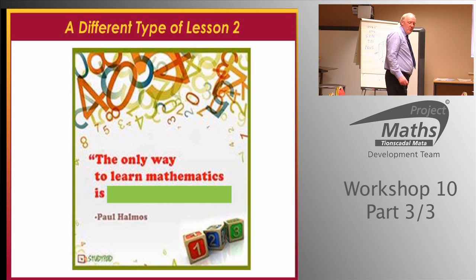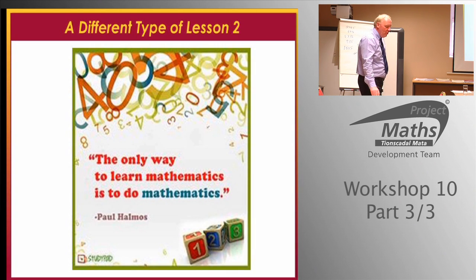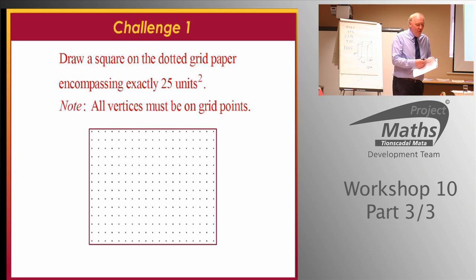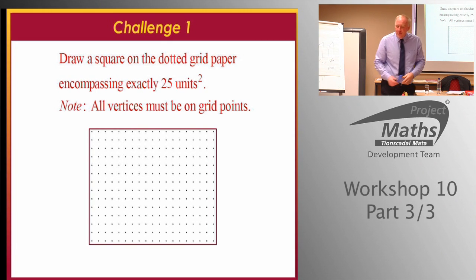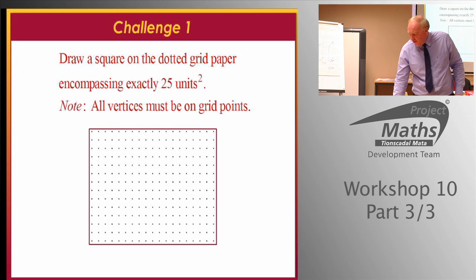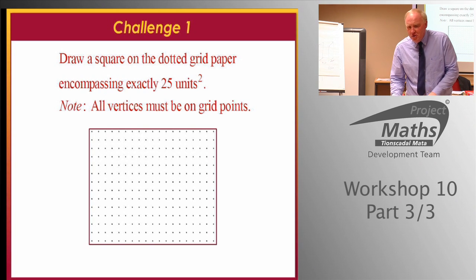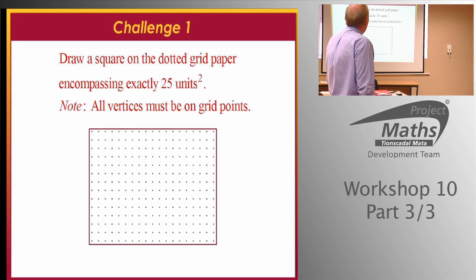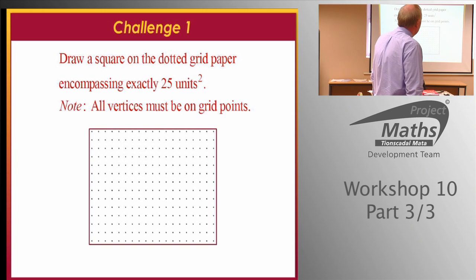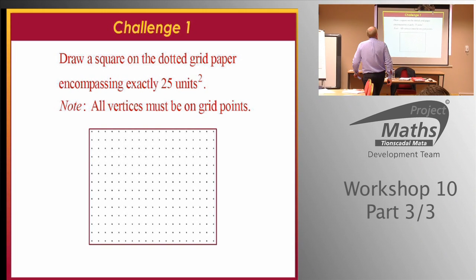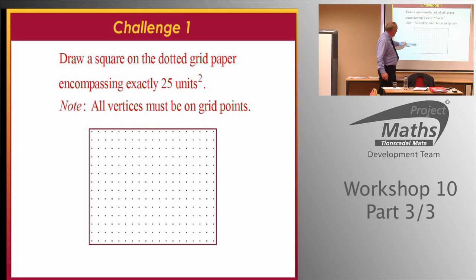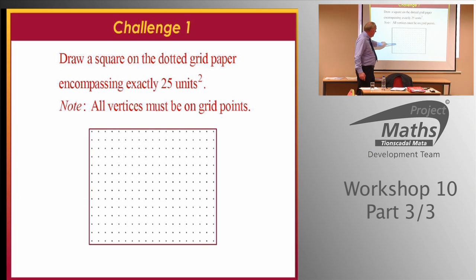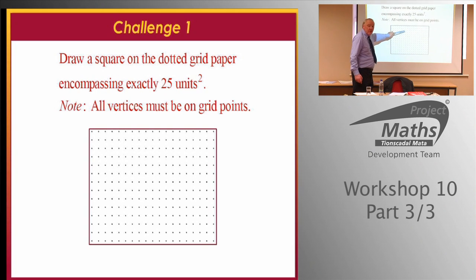So now we have our whiteboards, or no, you should still have hopefully 3 pages untouched near the end, yes? Now, you have rulers and pencils, and if you haven't, there are more of them here. What I want you to do is to draw a square on the dotted grid paper encompassing exactly 25 square units, and all vertices must be on a grid point. So if I start there, the end must be on a grid point here and on a grid point, okay?